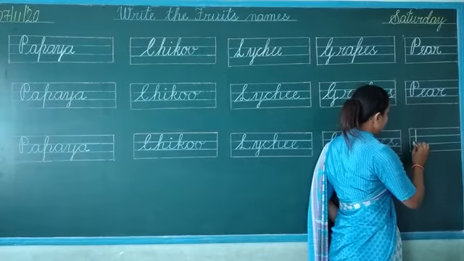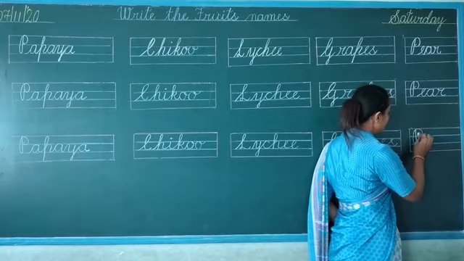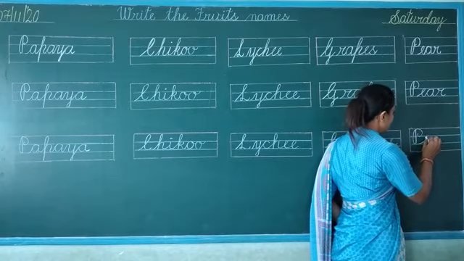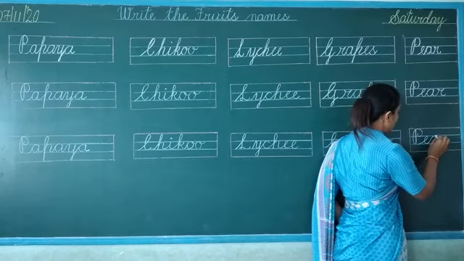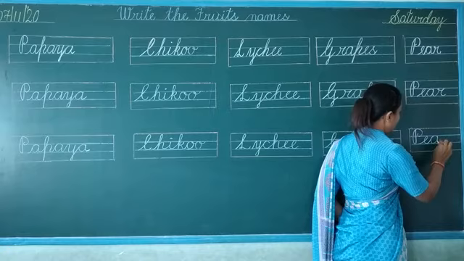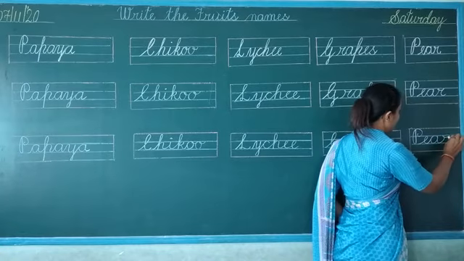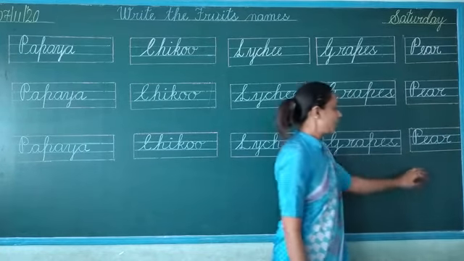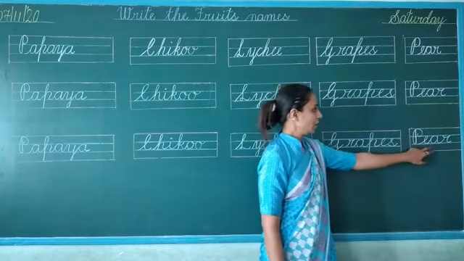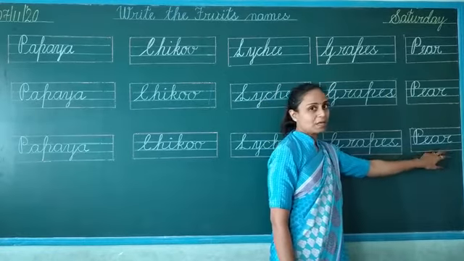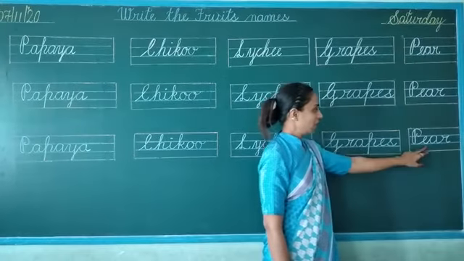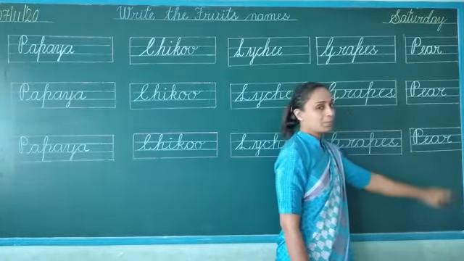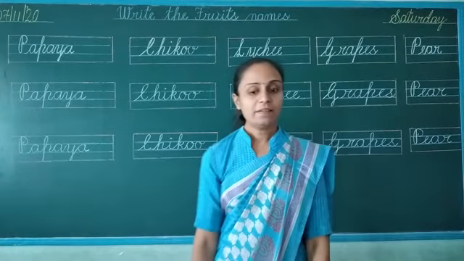Let's write another time. P, E, A, R. Pear. P, E, A, R. Pear. Let's repeat again.